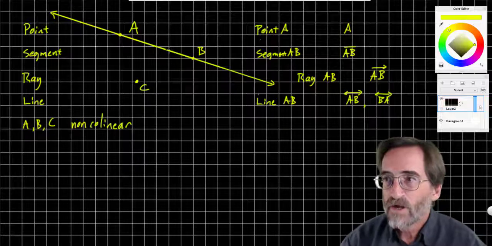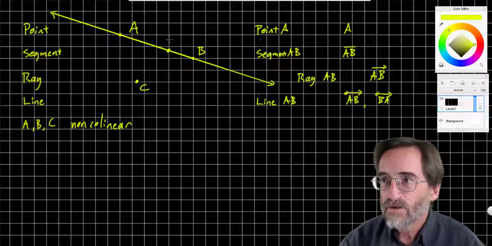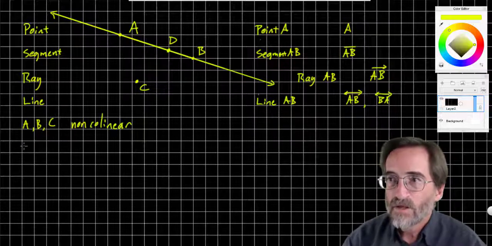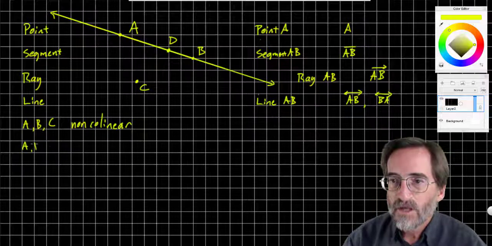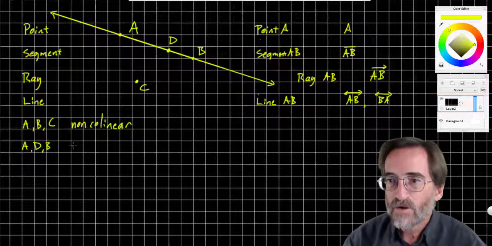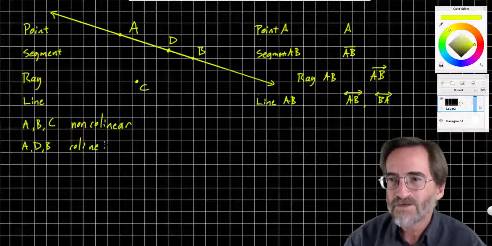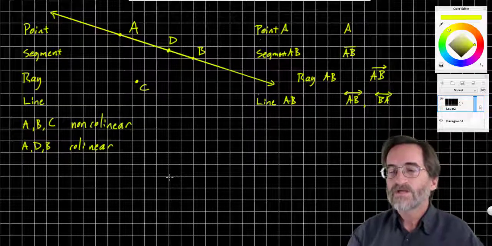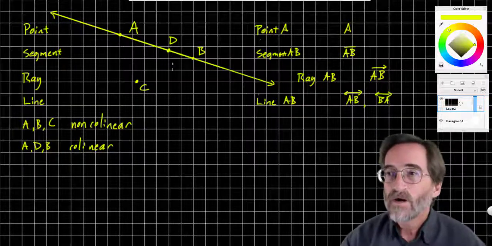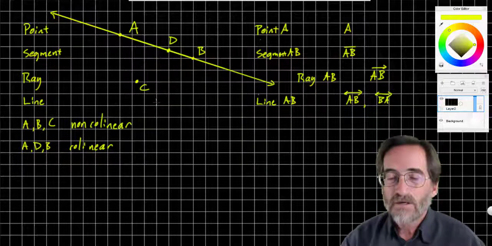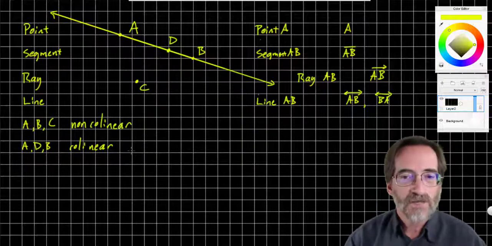Whereas if I put another point on the line, call it D, then A, D, and B are collinear. And I actually think collinear has 2 ends. Maybe not, I'll have to check. Okay? A, D, and B are collinear. All right? Or A, C, and B are non-collinear, not on the same line.